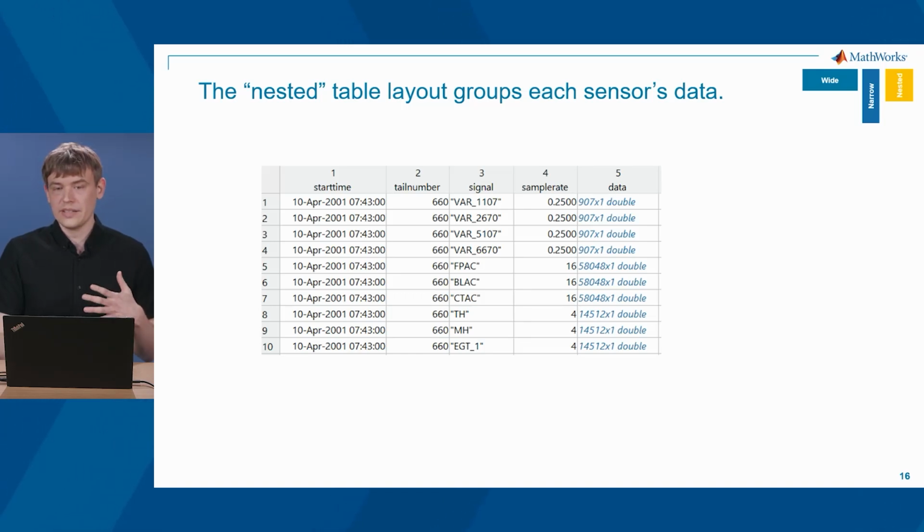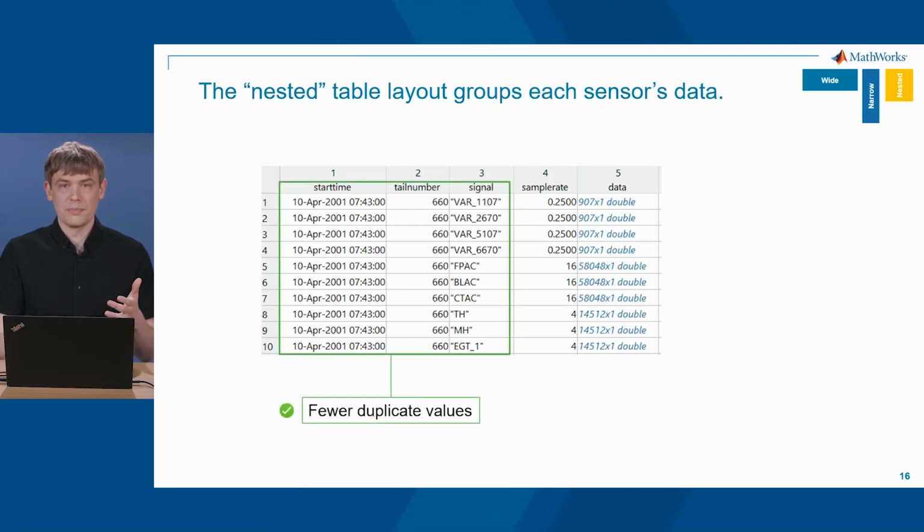The nested format is similar to the narrow format, with one key change. The sensor values are stored in a nested array. This means that each sensor is contained within one row. This has the benefit of dramatically reducing the number of duplicate values.